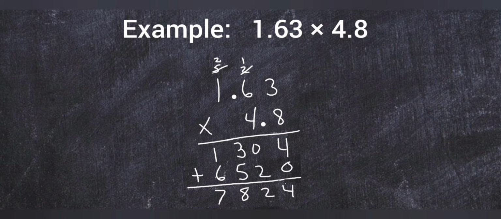Let's look at this example. 1 63/100 times 4 8/10. First, you line up the numbers, then multiply. Next, we're going to count the decimal places in each number.